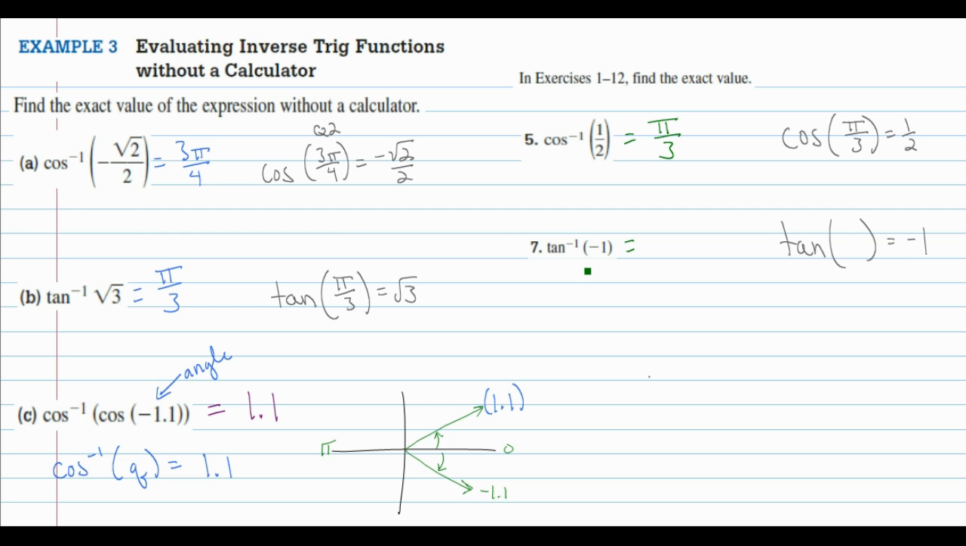The inverse tangent of negative 1. Well, I know the tangent of pi over 4 is positive 1, but I want negative 1. So I'm going to look at quadrant 4 instead for inverse tangent. I know the tangent of negative pi over 4, which on the unit circle, the angle will land in quadrant 4, is negative 1. Therefore, the inverse tangent of negative 1 is negative pi over 4.